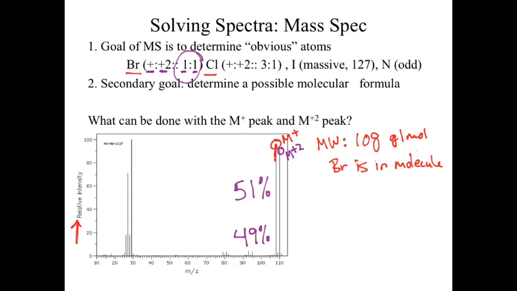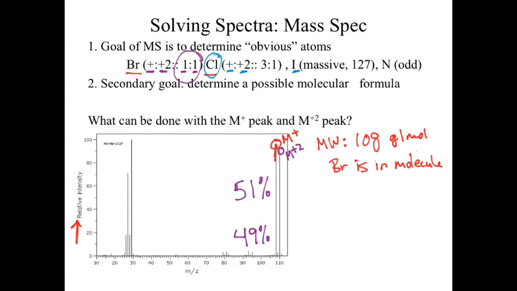Other elements that show this effect, chlorine, you can also pick it up with chlorine. You're again comparing the M plus to the M plus 2, and it's a 3-to-1 relationship. The 1-to-1 is really easy to see. 3-to-1 in most cases you can probably pick up, but it's not as easy, so it becomes slightly more difficult.